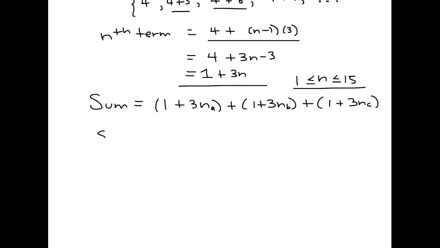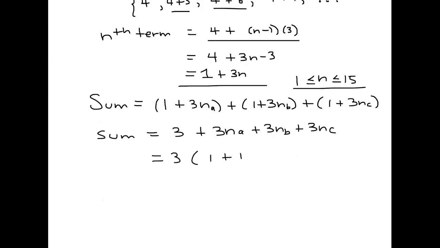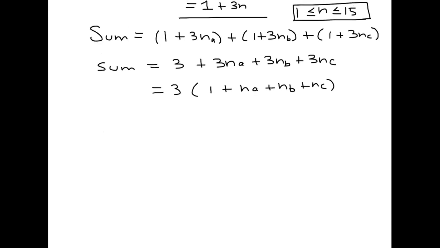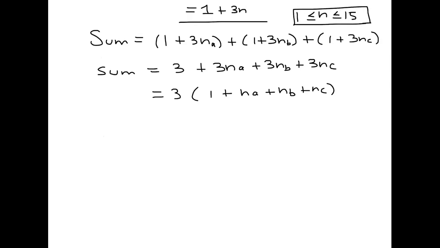Right? So now the sum, if we add this up, is 3 plus 3nA plus 3nB plus 3nC. We can factor out a 3. We get 3 times 1 plus nA plus nB plus nC. All right? And n is anywhere between 1 and 15. So what I like to do is use extreme case scenarios now. We want to create as many sums as possible that are different.